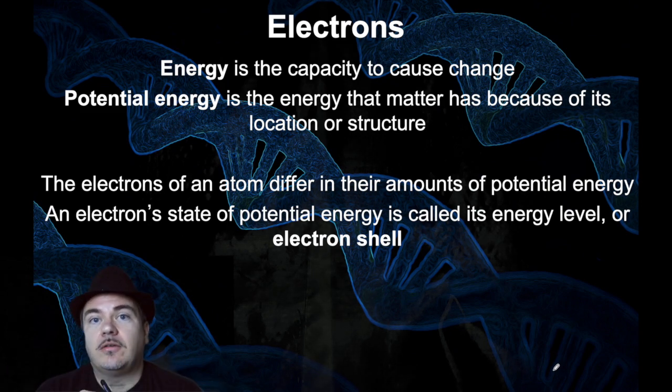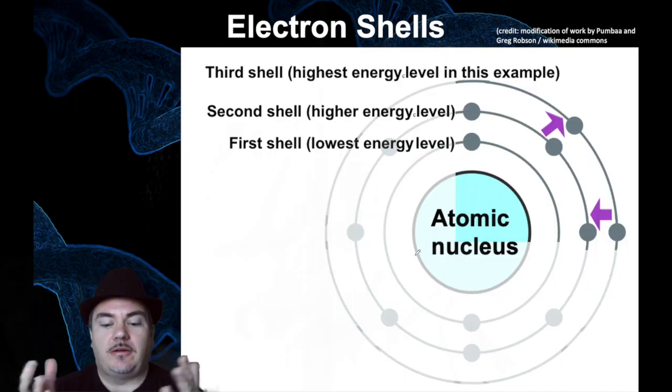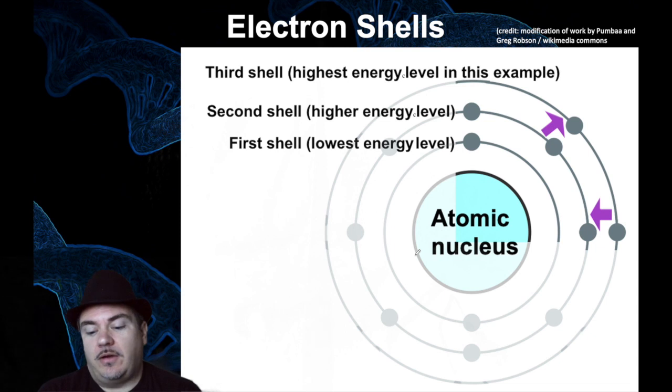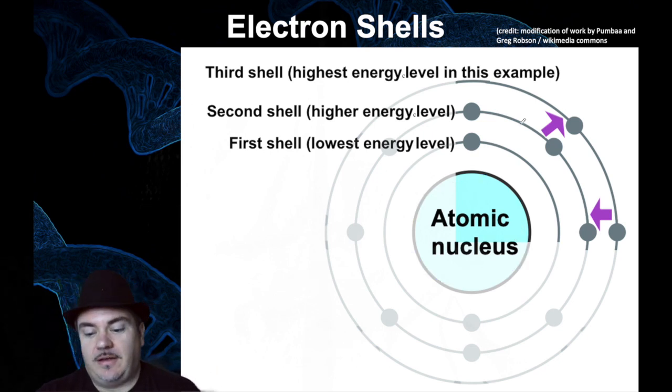And just like the marker, the electrons can store different amounts of potential energy. The amount of energy the electron is storing is called its energy level or its electron shell. Let me explain that a little bit better in a figure. So here's a model of an atom. Okay, so this would be the nucleus. That's where you find all of the protons and all the neutrons. Outside of that, that's where you find the electron cloud. That's where you find the electrons.